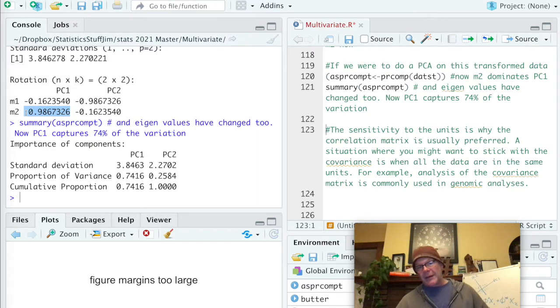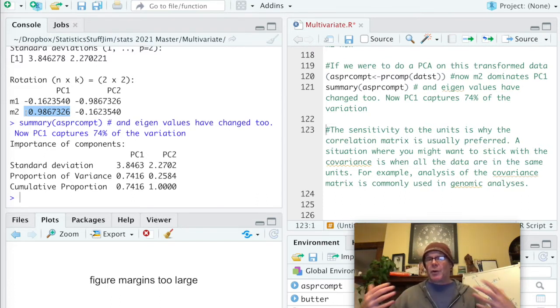Now, there are some cases where you do want to do it on the covariance matrix, especially when all of your covariates are in the same units, because then maybe you are interested in capturing things that are actually more variable in those units compared to other things. And so one place where you frequently see it done is in ordination of genomic type data, because all of the genomic data is going to be in the same units, and maybe you do want to capture those things that have a bigger variance compared to things that have a small variance.